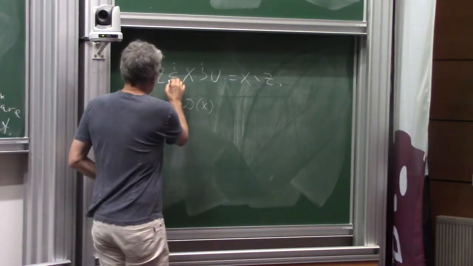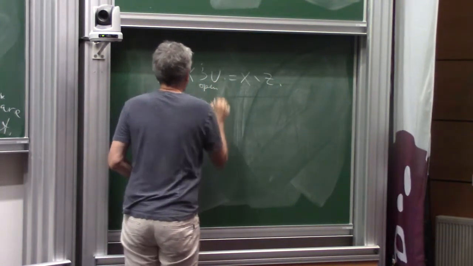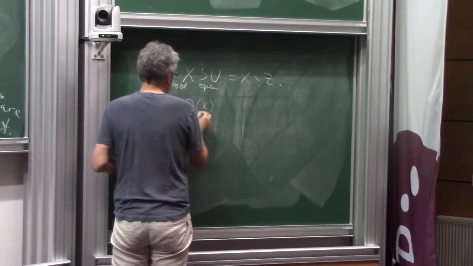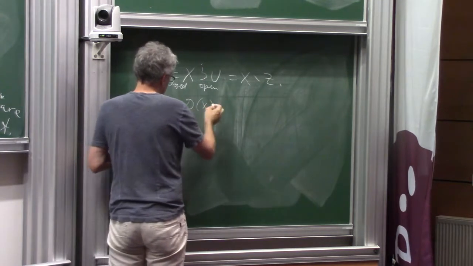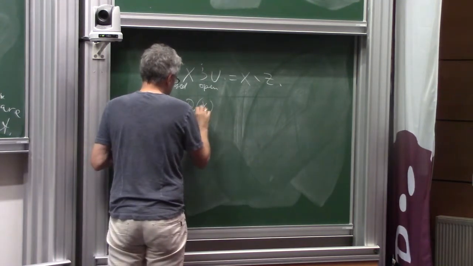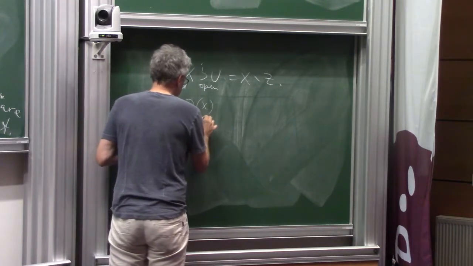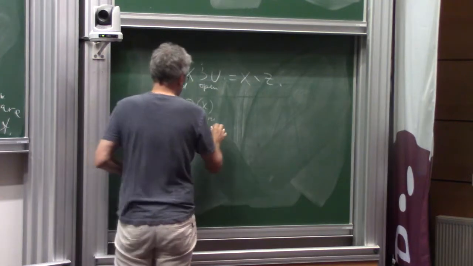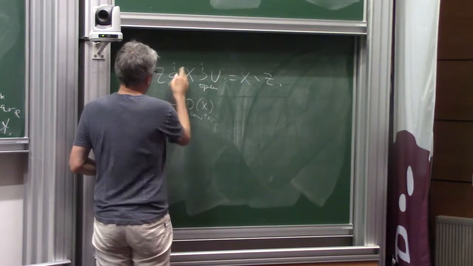This is a closed embedding, this is open, and you should consider complexes of sheaves on X, say of vector spaces, with locally constant cohomology on the strata. So it's called constructible sheaves with respect to the given stratification with two strata. And then you have this embedding.